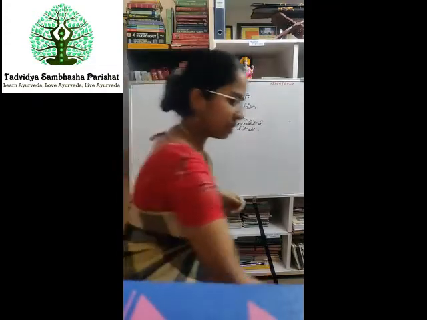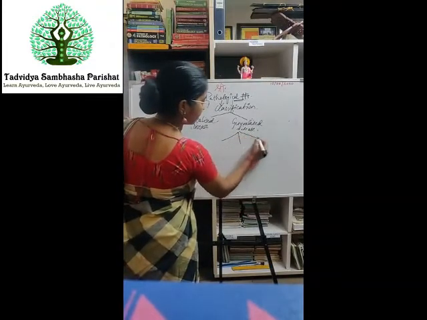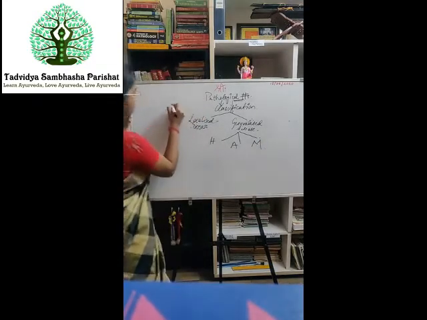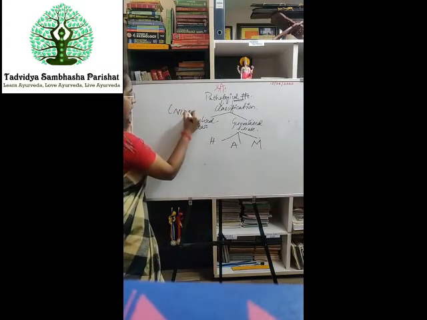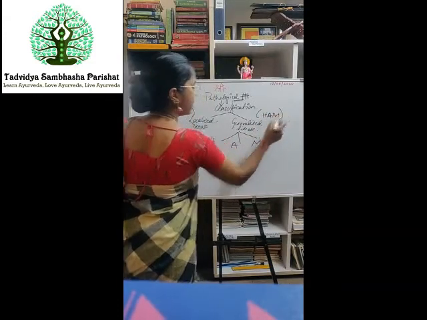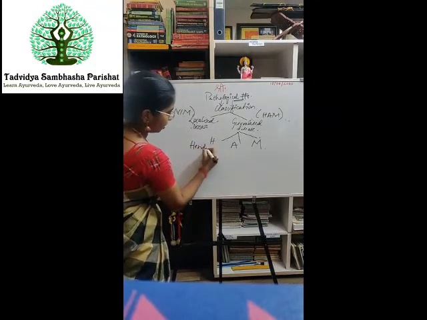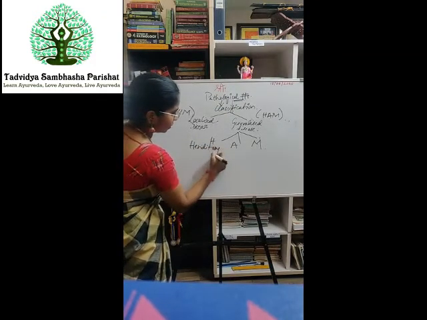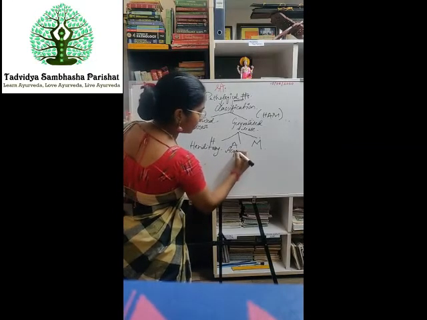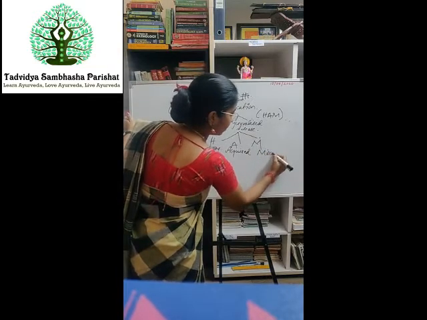Moving further to the generalized classification, it can be taken as H, A and M. So I'll write it. This is NIM and this is HAM. H stands for hereditary reasons. A is for diseases, that is acquired.